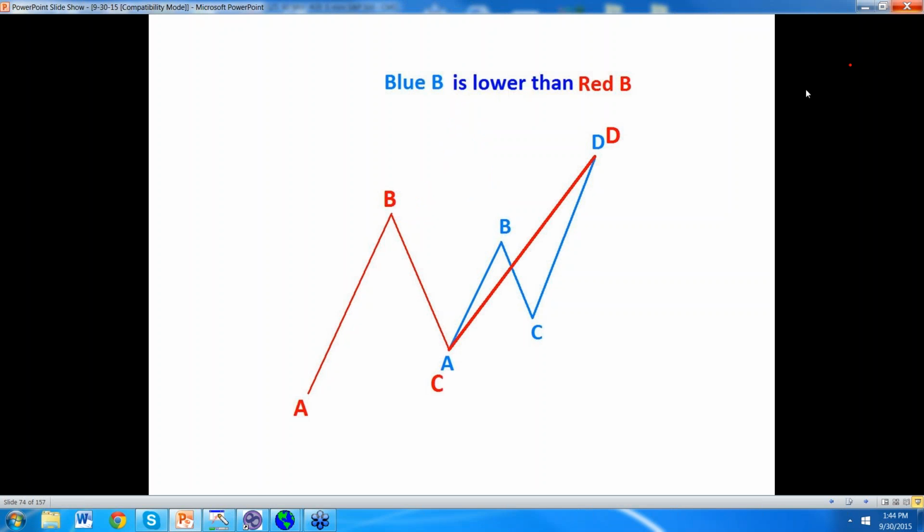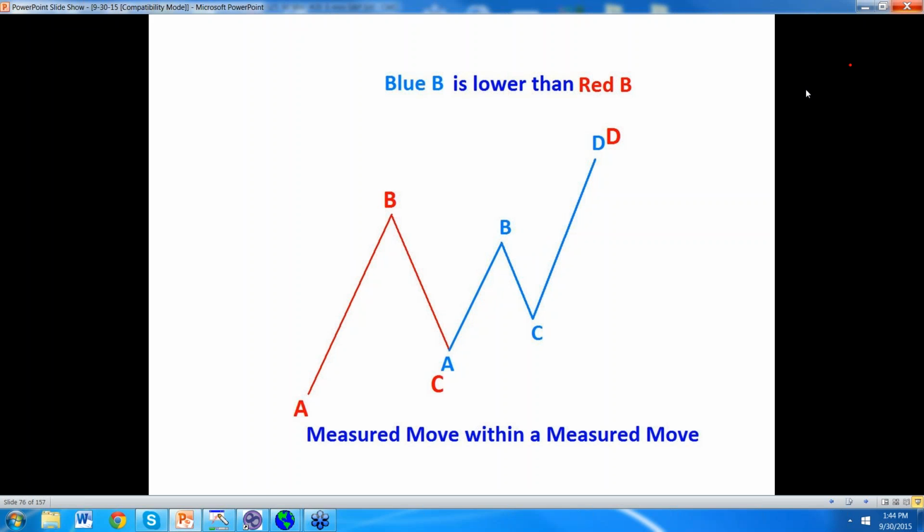Now, this is an uptrend. The fact that blue point B, the pivot high, was unable to bust above the red point B tells me that this uptrend is not that strong, compared to if it had gone above the red point B. So again, this is called a measure move within a measure move. Blue is within the red. And red point C is blue point A, and both are ending at the same point D.